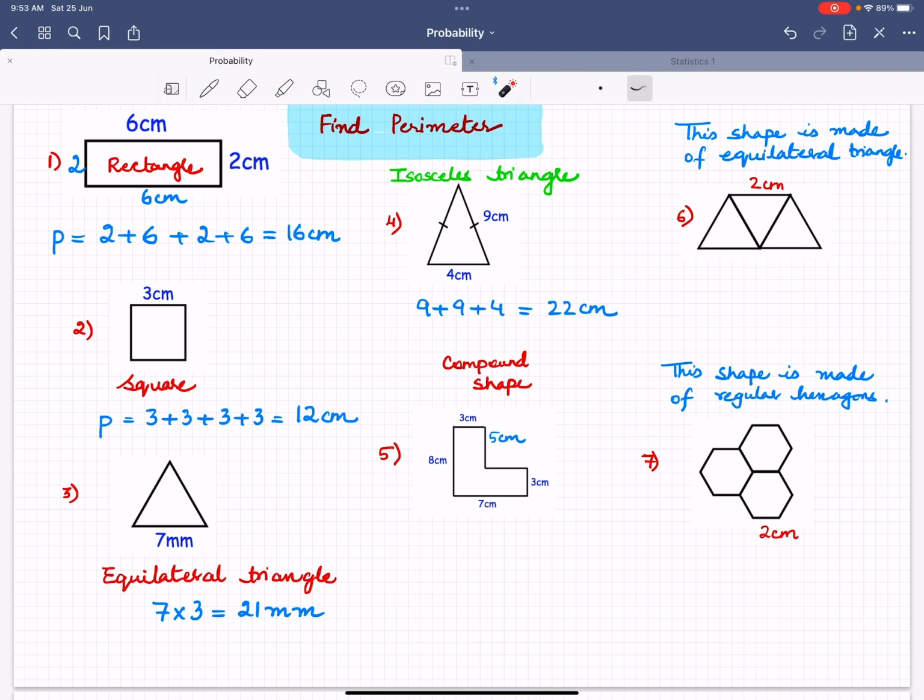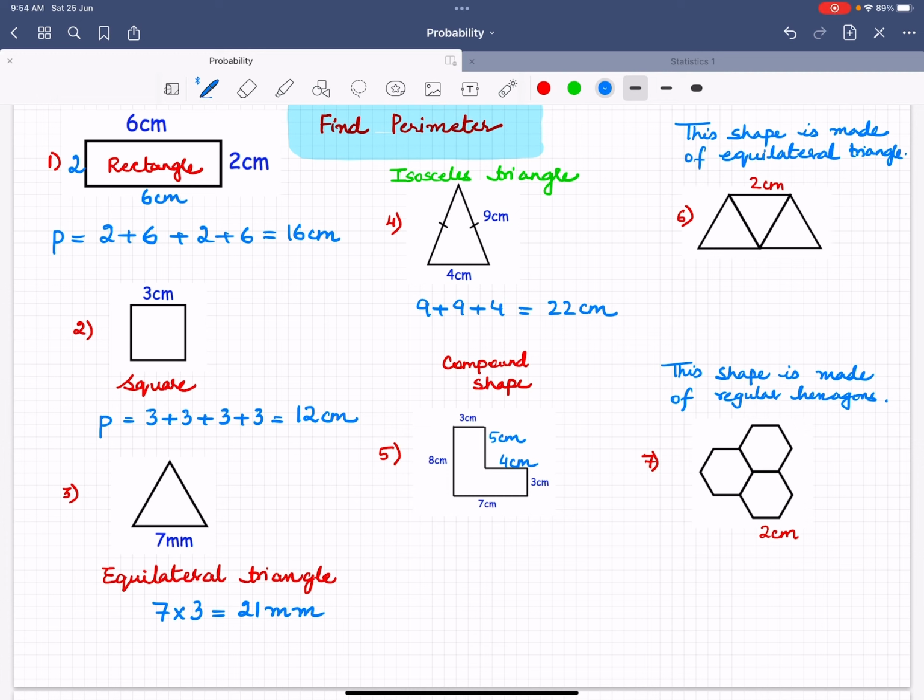We also have a horizontal length which is missing. So we look at the complete horizontal line. The complete horizontal line here is 7 centimeters. From 7 centimeters, we can subtract 3 centimeters and we can find the length of this unknown horizontal line or the missing length. So 7 minus 3 is 4, and the length of this side is 4 centimeters.